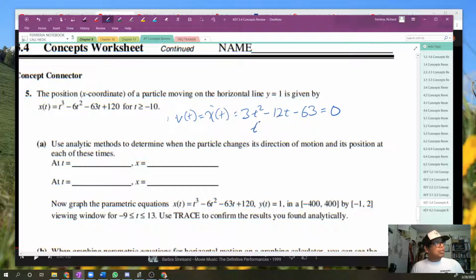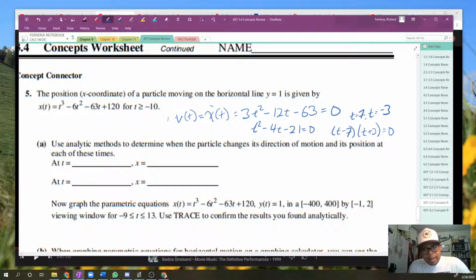We get that t squared minus 4t, what's 63 divided by 3? I think that's 21. Minus 21 is equal to 0. Do a quick factoring job here. I think that's t minus 7 times t plus 3. Okay, let's see. Those are our critical values: t equals 7, t equals negative 3.